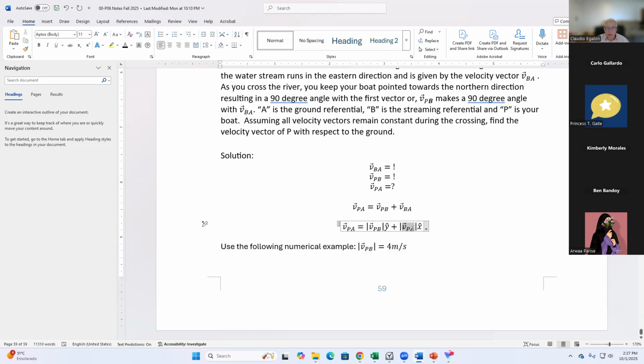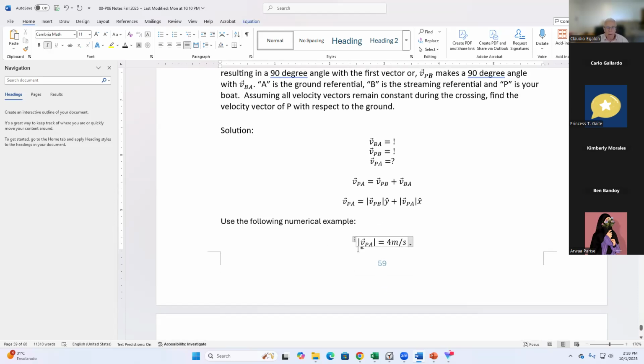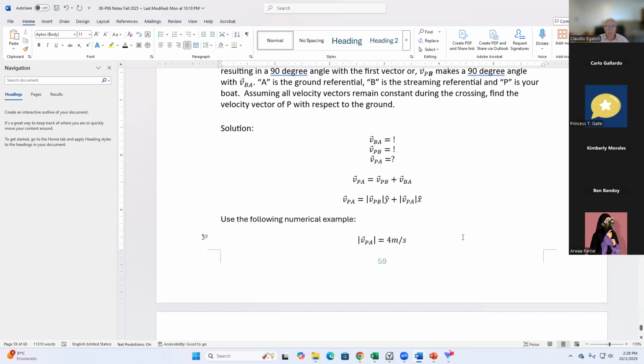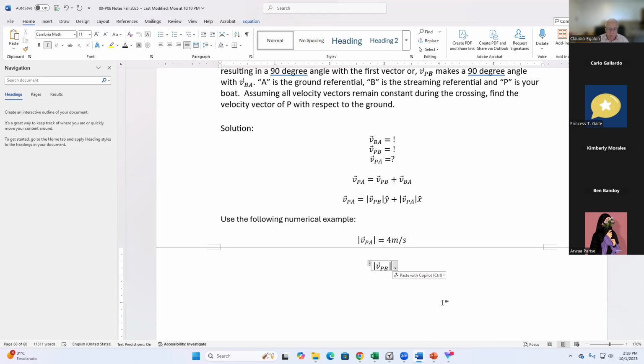The water stream would be this one here. I should have written A, not B. Use the following numerical example. And this one here, the relative speed of the boat with respect to the river, right? Let's say, you know, how fast a boat can go depends on the boat. If it's a speeding boat, it can go very fast. Let's put 8 meters per second.